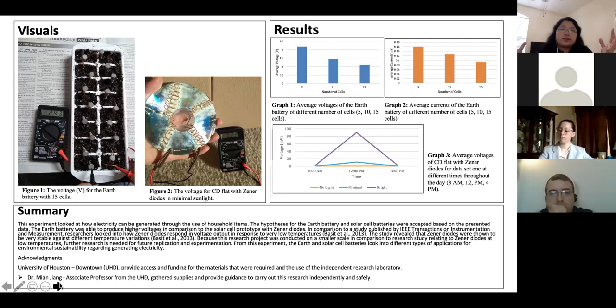To summarize the main components of this research, the Earth battery was able to produce higher voltages in comparison to the solar battery, and the number of cells and the temperature are the dependent variables for the Earth and the solar cell battery, respectively. Since this research was done on a smaller scale, I believe further replication and experimentation are needed to look into different applications for environmental sustainability in regards to producing electricity.